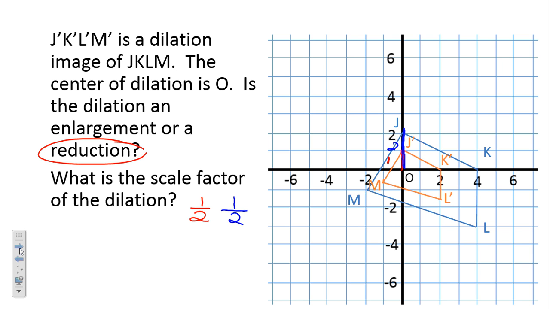So find a convenient pair of points. Okay, we could have done the same thing with K. Origin to K was 4. Origin to my new K, K prime, was 2. So new divided by old, 2 divided by 4, 1/2.